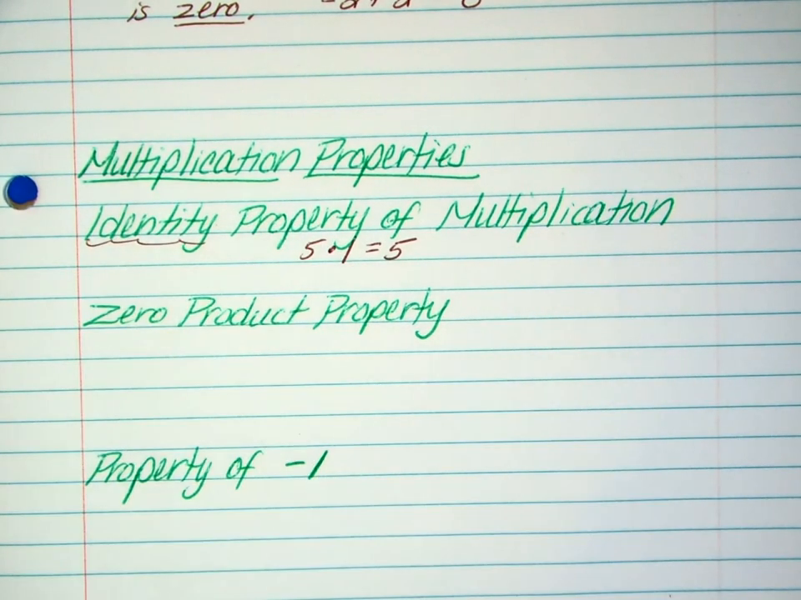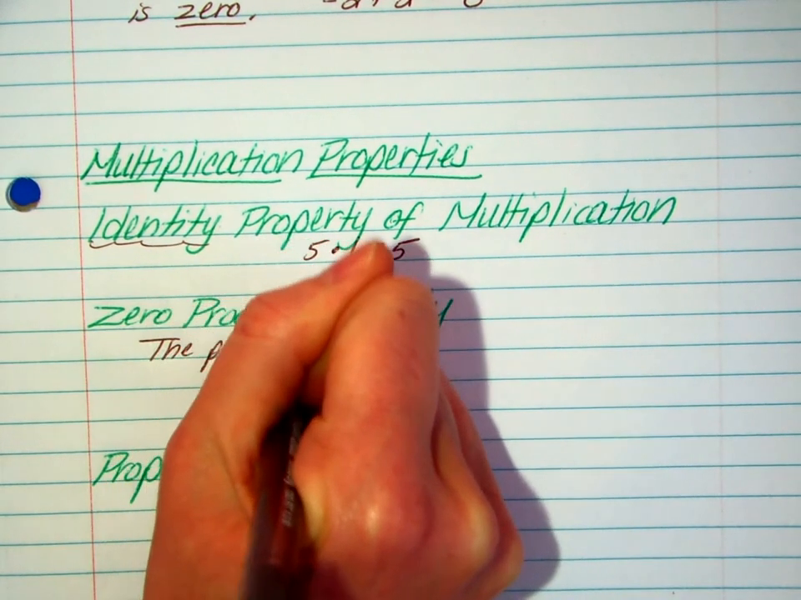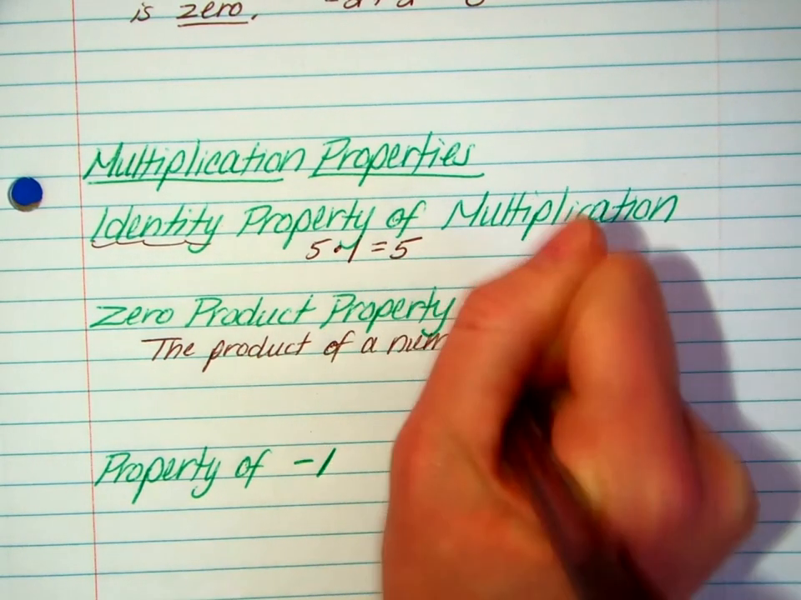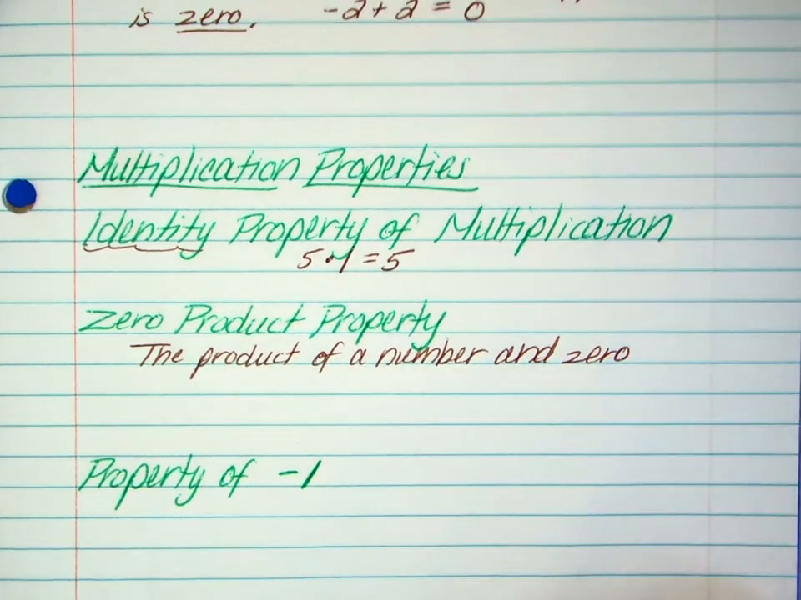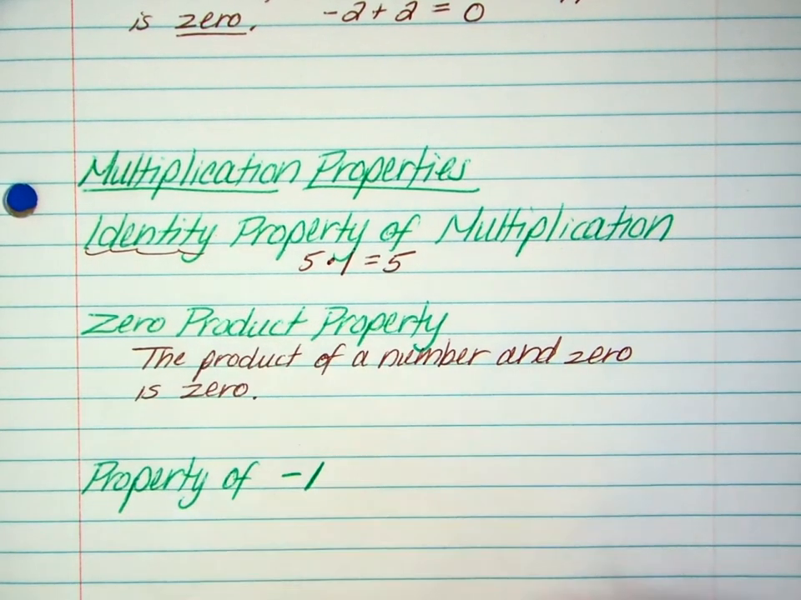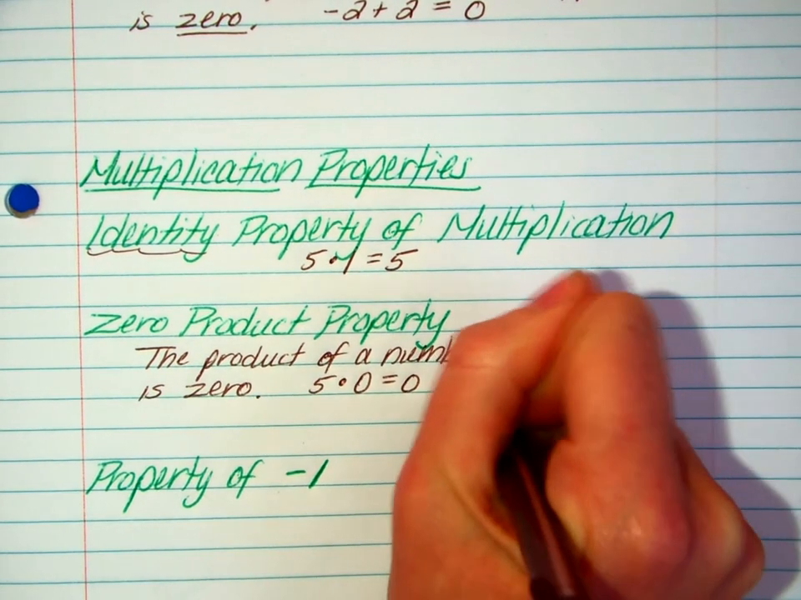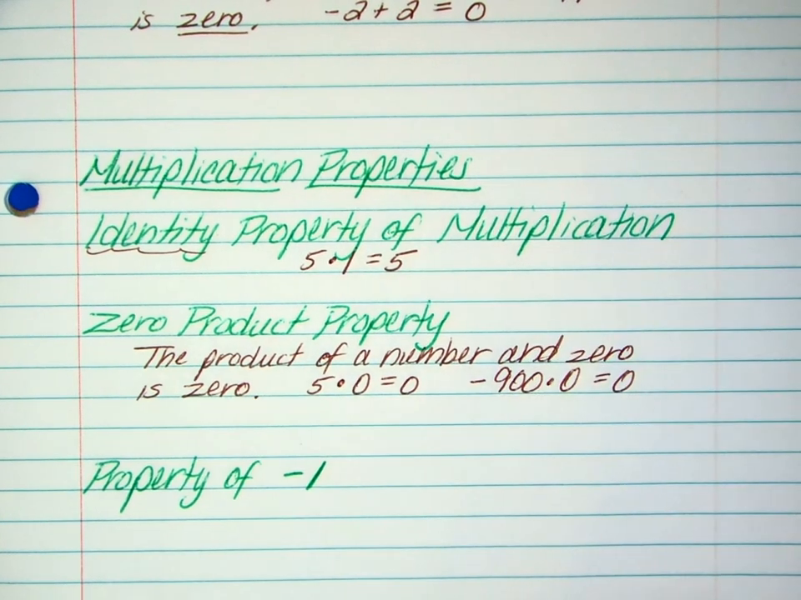Identity. The zero product property we need to discuss. The product of a number and 0 is what? Is 0. Anything times 0 is 0. So 5 times 0 is 0. -900 times 0 is still 0. If you've got 0 groups of something, you don't have anything.